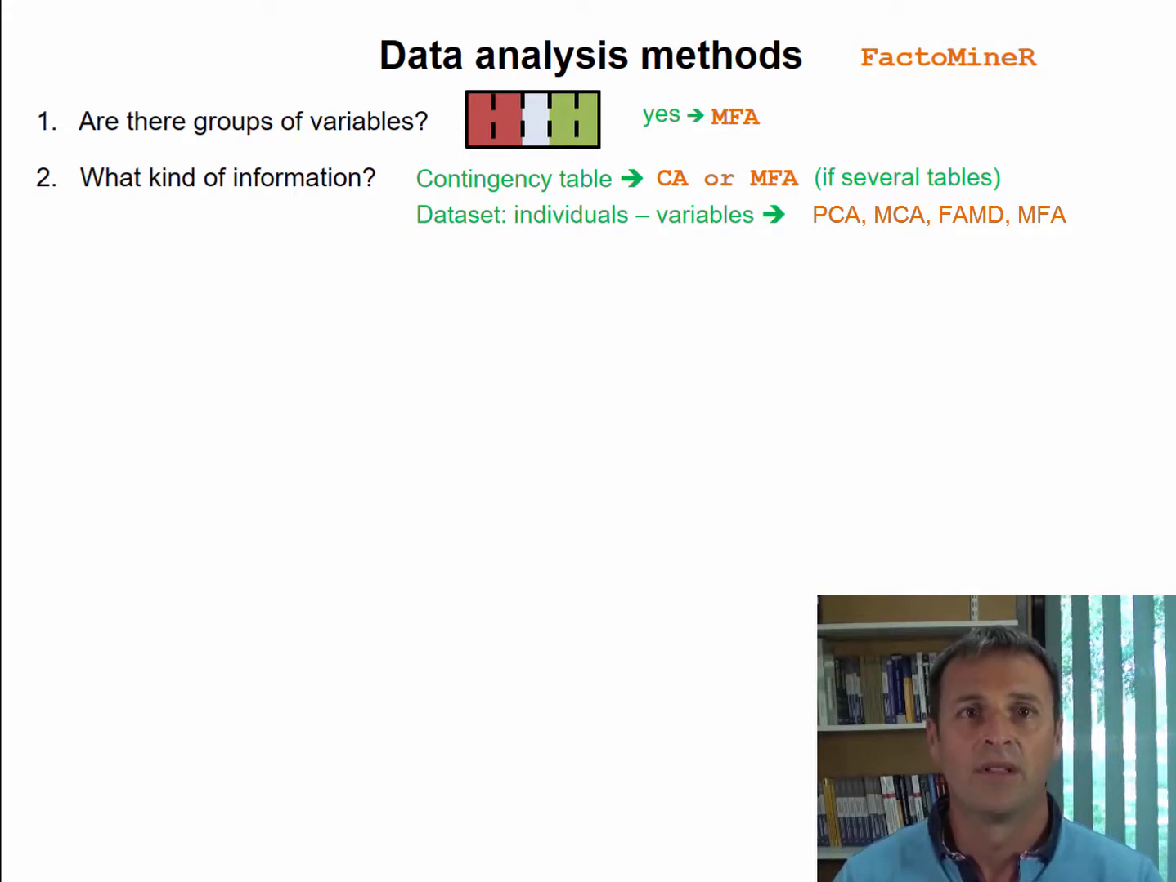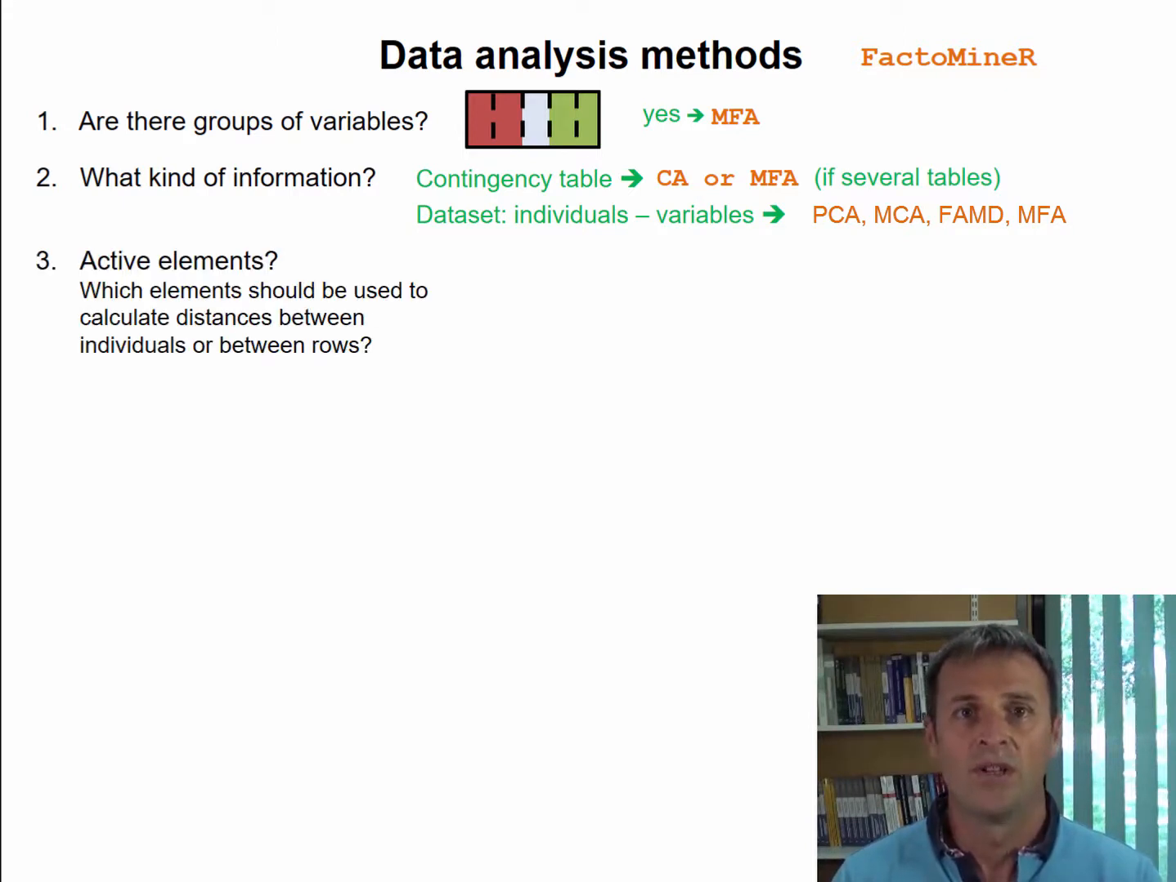Another question is, which elements are active? By this, we mean which elements should we use to construct the principal components? Which elements should we use to calculate distances between individuals or between rows? By making this decision, we end up with a table with active elements in blue, supplementary columns in green, and supplementary rows in pink.